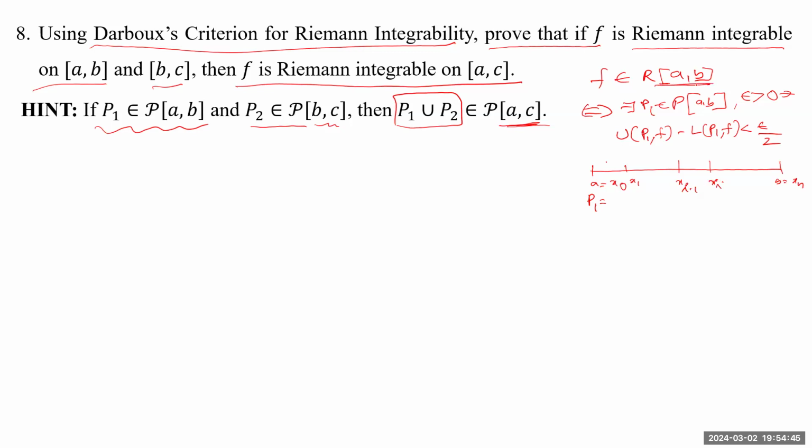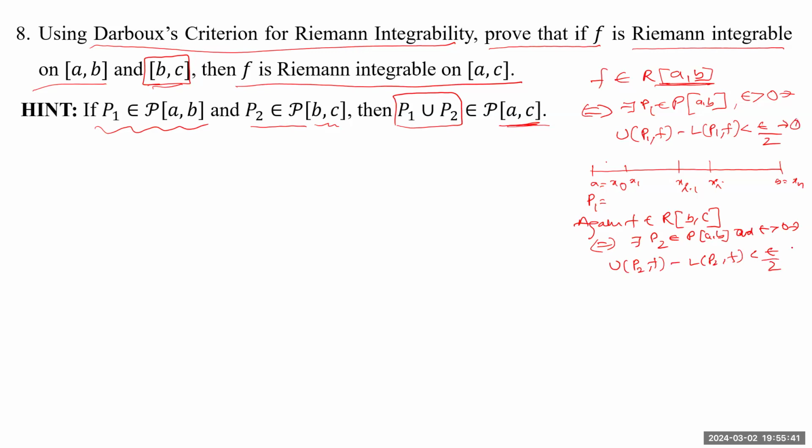Because f is Riemann integrable on the closed interval [a, b]. And again, given hypothesis, f is also Riemann integrable on [b, c]. So by using Darboux's criteria, there exists a partition P2 belonging to P of [b, c], and again epsilon greater than 0, such that the difference U(P2, f) minus L(P2, f) is less than epsilon by 2. We call it 1, and this is 2.